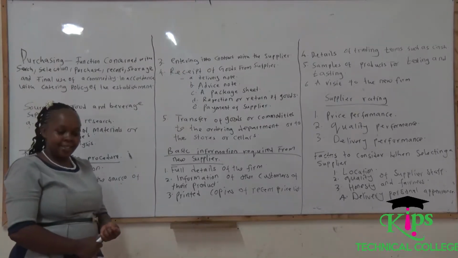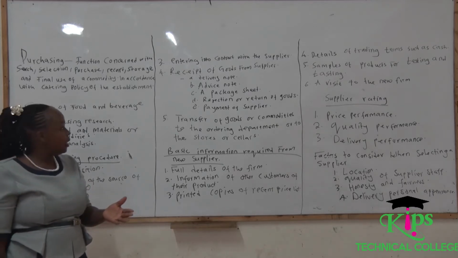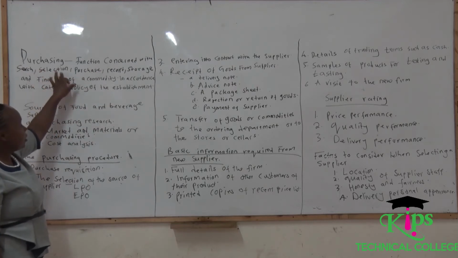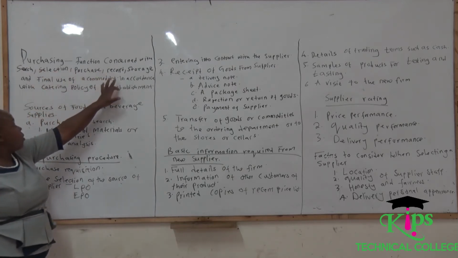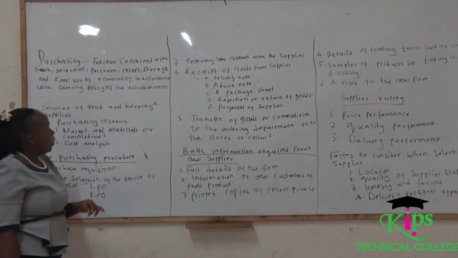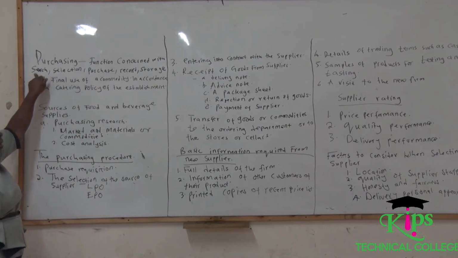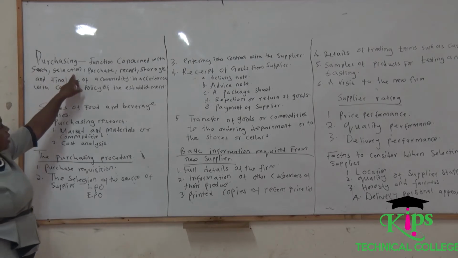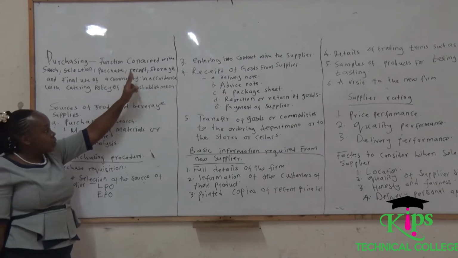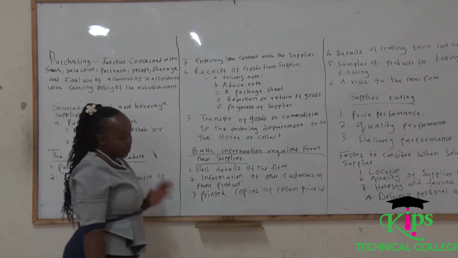Good morning, learners. I want us to look at food and beverage purchasing, which is a function. And we say purchasing is a function concerned with the search, selection, purchase, receipt, storage, and final use of a commodity in accordance with the catering policy. Why? If you look at the purchasing, we have quoted the word search. You need to go and search the product. You need to select the new purchase, and you receive the items that you have purchased. You store, you issue, and final use of the commodities. Now that is the function.